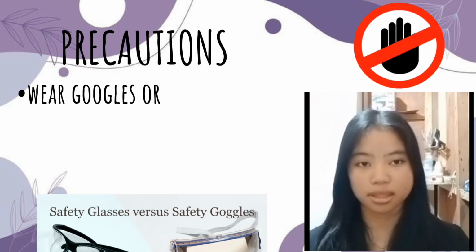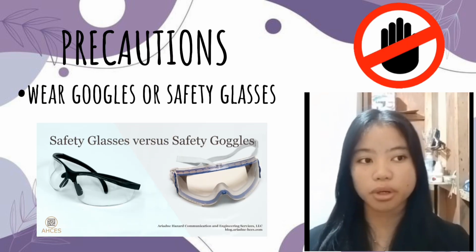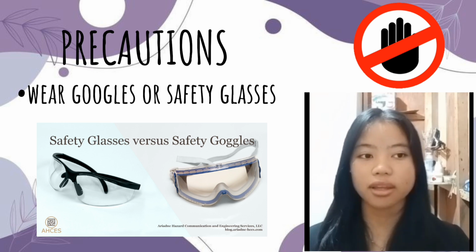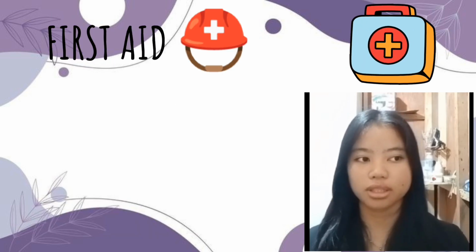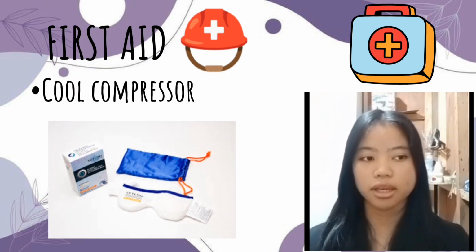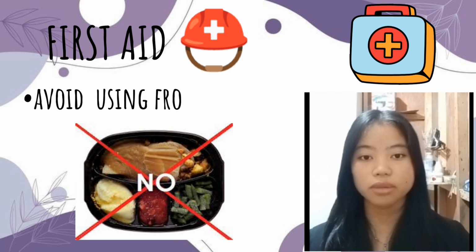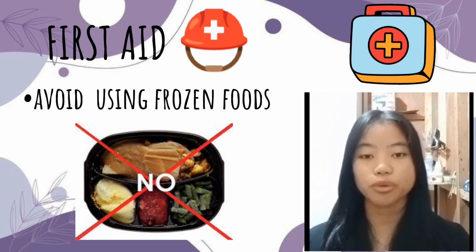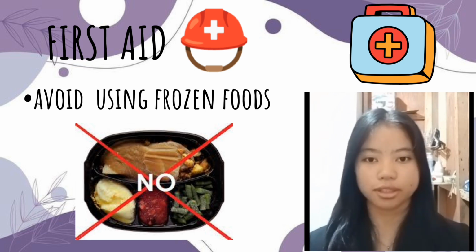To avoid this kind of situation, wear goggles or safety glasses when playing sports or working with hand tools. Moreover, there are some examples of first aid for eye injury: gently apply a cool compress to relieve pain and swelling, and avoid using frozen food bags to prevent bacterial eye infection.